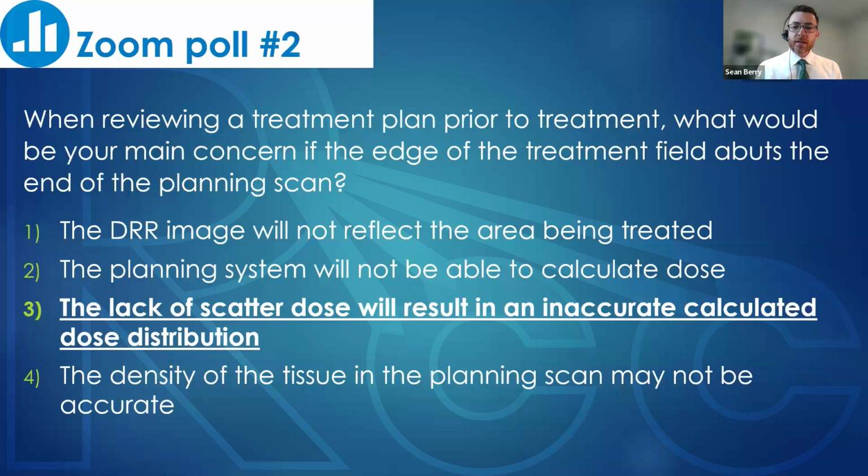So I see a number of people chose number 2 as well. That's similar to number 3. Number 2, so the planning system will calculate the dose. You won't have any errors from the dose calculation, but you're just going to have some inaccuracy at the edge of the field there. Great.